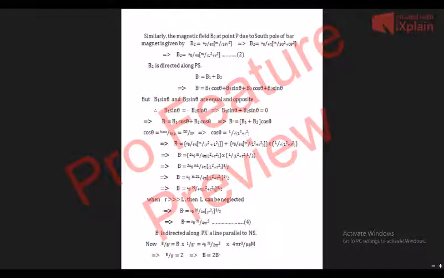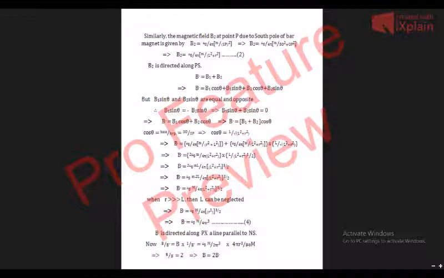Similarly, the magnetic field B2 at point P due to the south pole of the bar magnet is given by B2 is equal to mu naught upon 4 pi m upon SP square. This gives B2 is equal to mu naught upon 4 pi m upon SO square plus OP square. Again, SP square by Pythagoras theorem, hypotenuse square is equal to base square plus perpendicular square. So SP square will be equal to SO square plus OP square. So this gives us B2 is equal to mu naught upon 4 pi m upon L square plus R square. This is equation 2. So B2 is directed along PS.